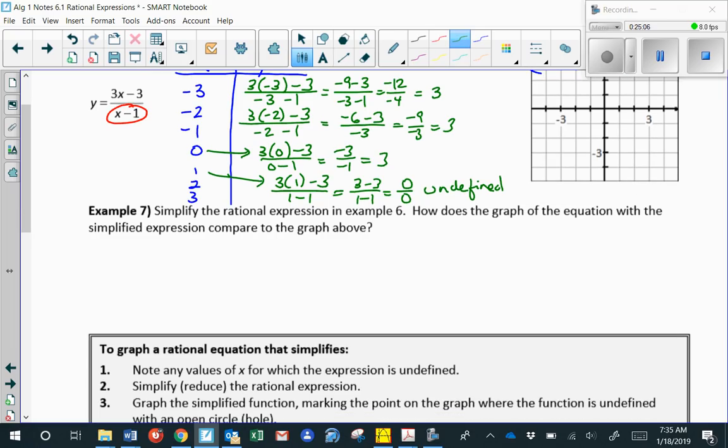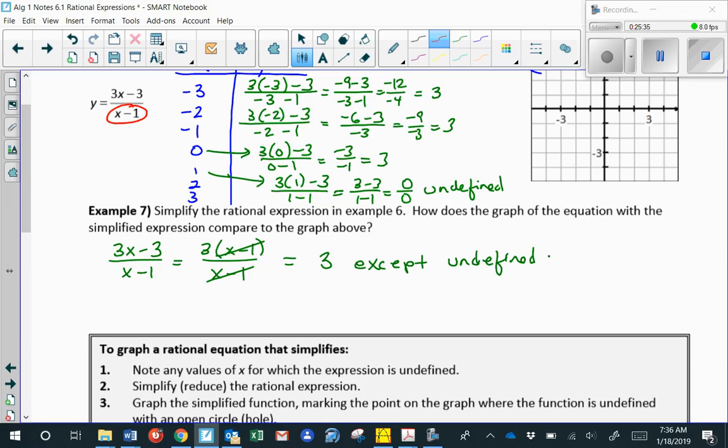If I wanted to simplify that rational expression, 3x minus 3 over x minus 1, I could simplify it by factoring. And you'll notice that the result is 3. But it's not always 3. It's 3 except it's undefined when x is equal to 1.